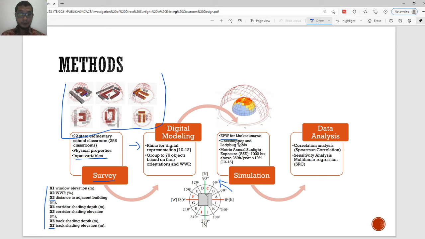and Ladybug tools. Here you can see why Ladybug tools is used for annual sunlight exposure. Because using Ladybug tools, it is possible for us to consider the position of the sun in the analemma, the real sun positions through all the year.